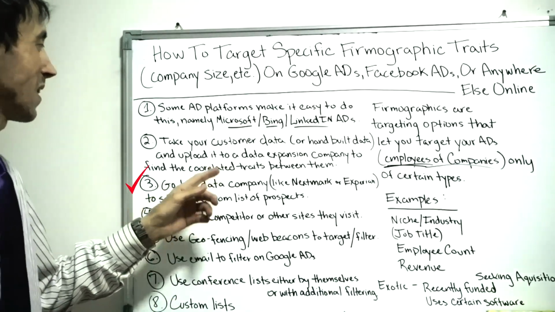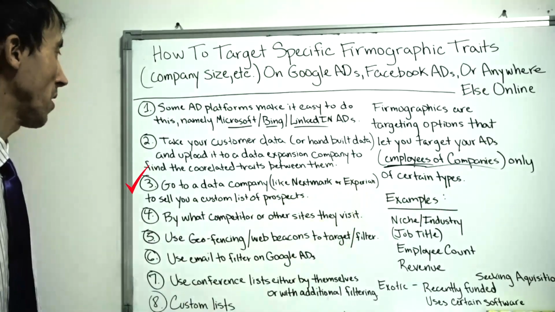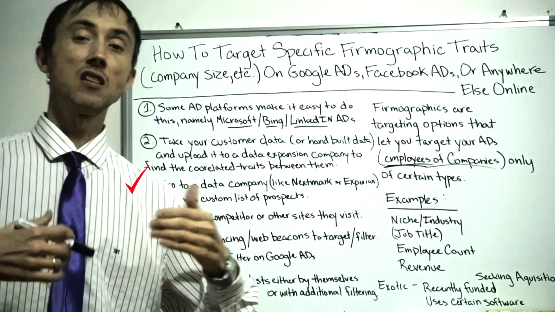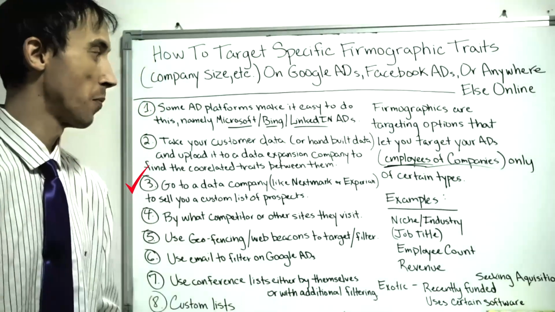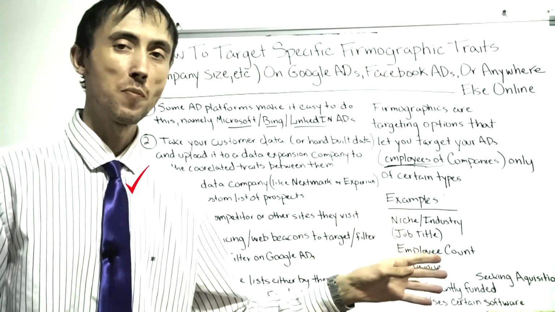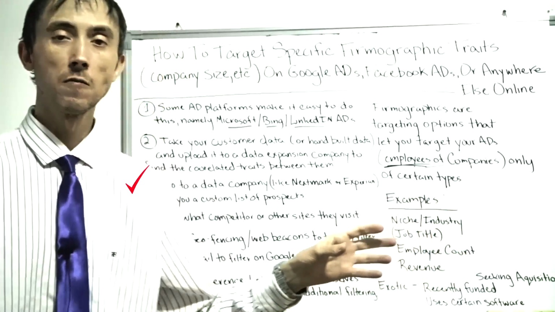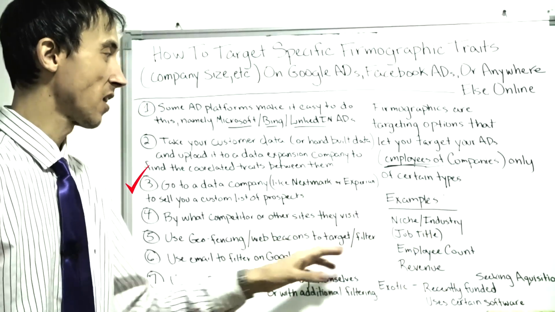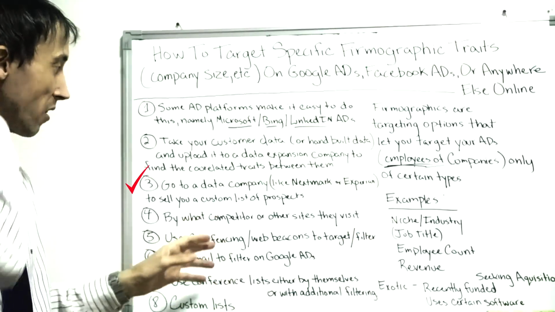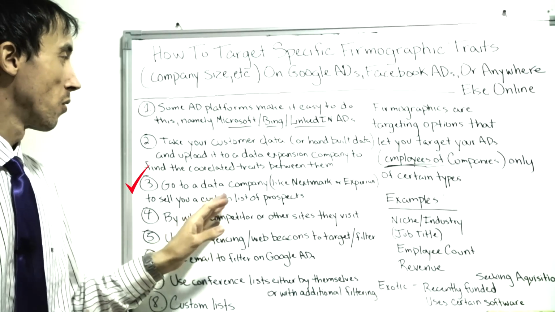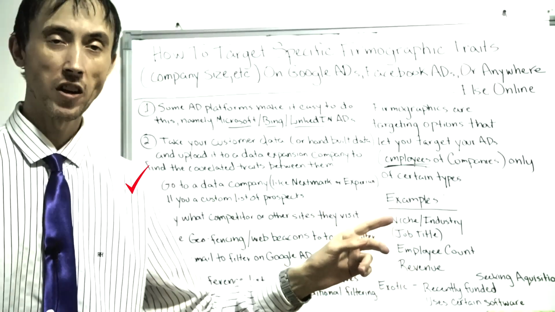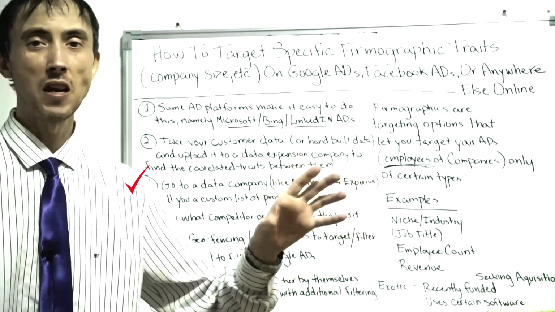Third, go to a data company like Nextmark or Experian to sell you a custom list of prospects. So this is like the easy approach if you need more than the typical basic stuff, but even if you do need the basic stuff, if you're doing Google ads, you're doing Facebook ads, they're not going to let you target by niche or industry or employee count, like I said earlier. So a lot of people think Experian's a credit score company. It's not their main business.